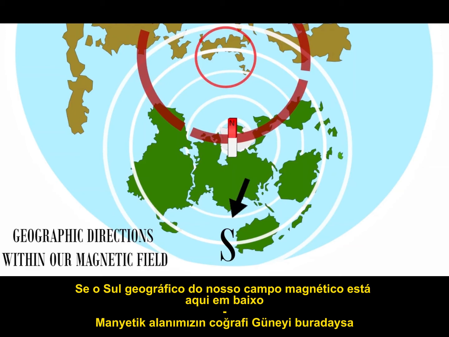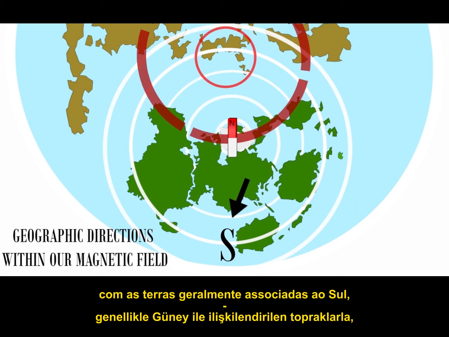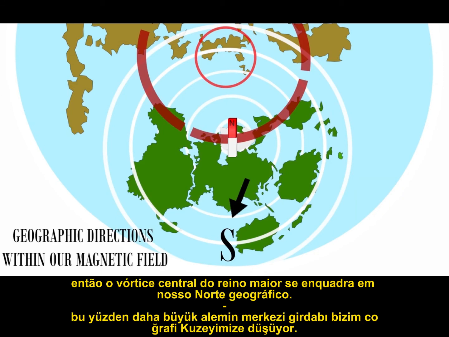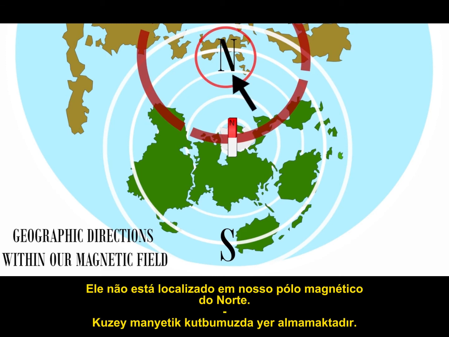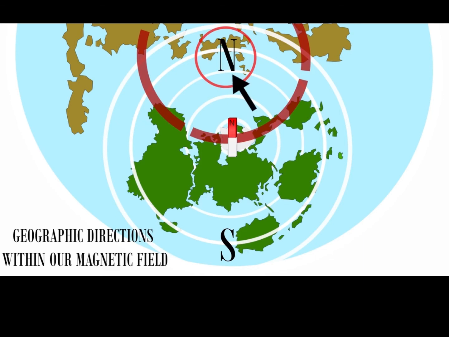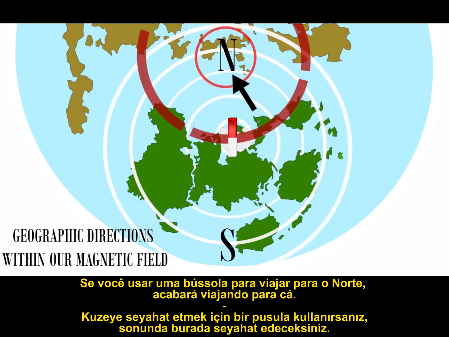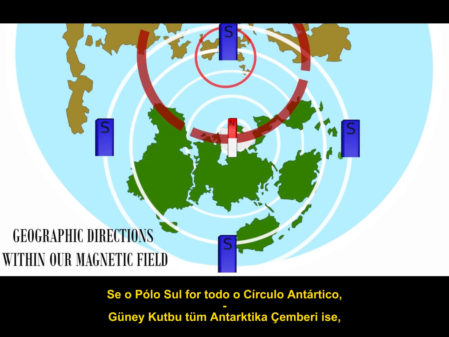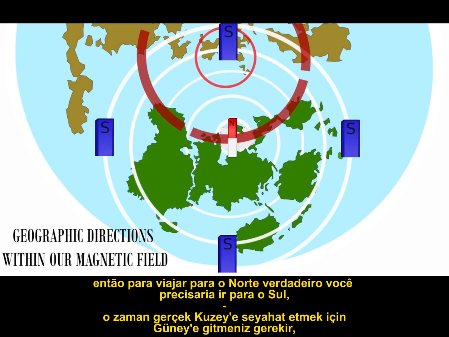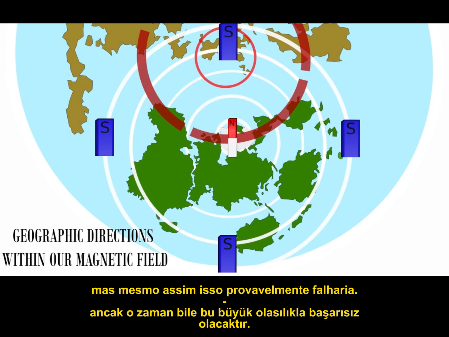If the geographic south of our magnetic field is down here, with the lands usually associated with south, then the central vortex of the greater realm falls within our geographic north. But we would not be able to reach it with the compass pointed north. It is not located at our north magnetic pole. If you use a compass to travel north, you will end up traveling here. If the South Pole is the entire Antarctic Circle, then to travel to the true north, you would need to go south. But even then, this would most likely fail.